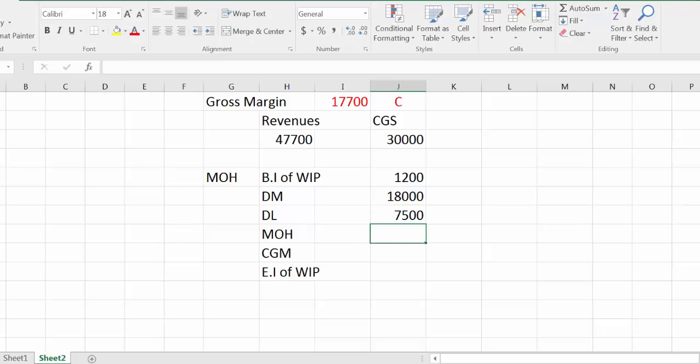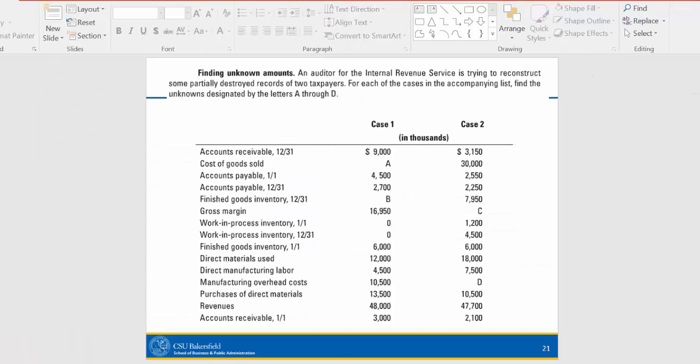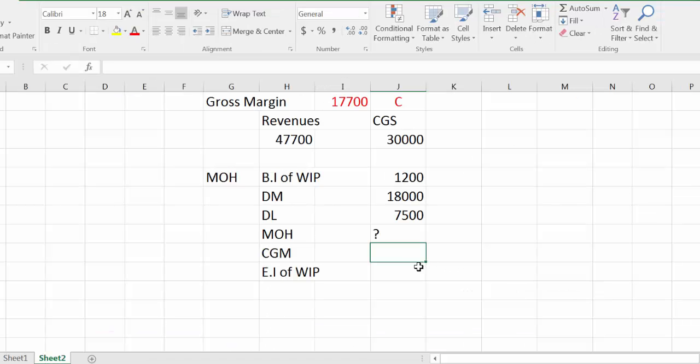Do we have manufacturing overhead? Yes, no, we don't know. Otherwise, we don't have to work on this D. Do we have a cost of goods manufactured? Let me see. Unfortunately, we don't have CGM, so I'm going to put a question mark here. Because we're looking for this manufacturing overhead, I'm going to put it in red, which means that's something we want to find out.